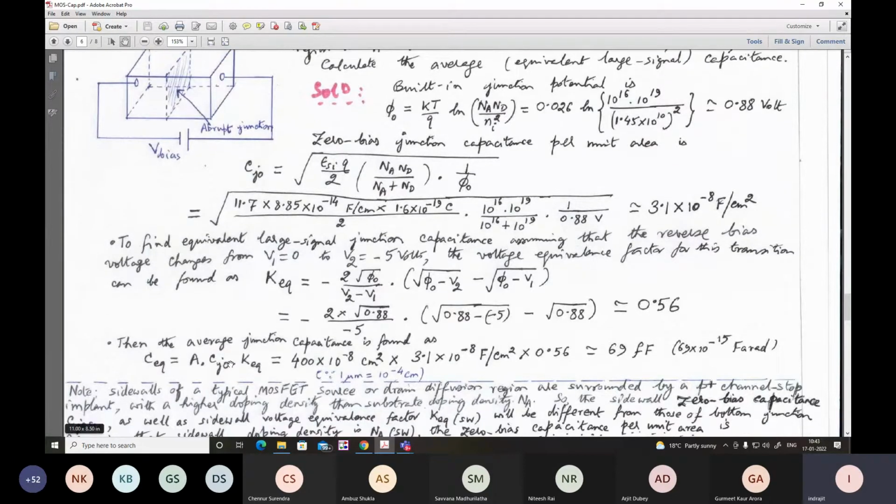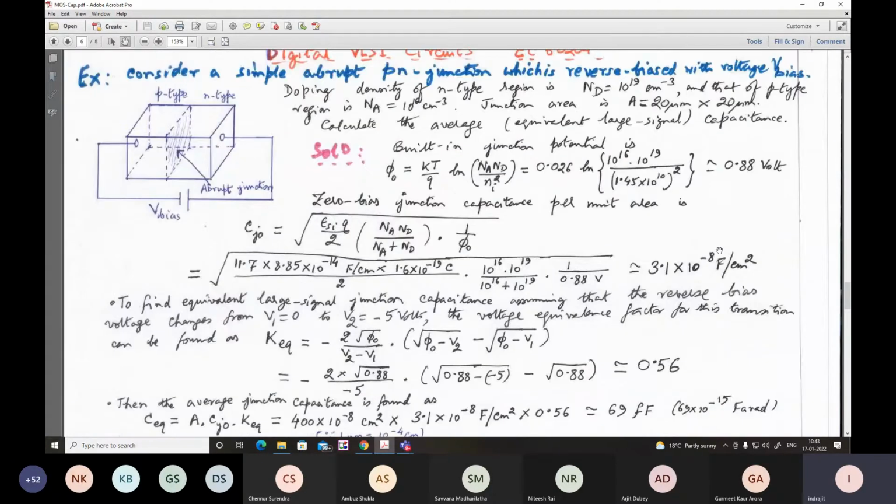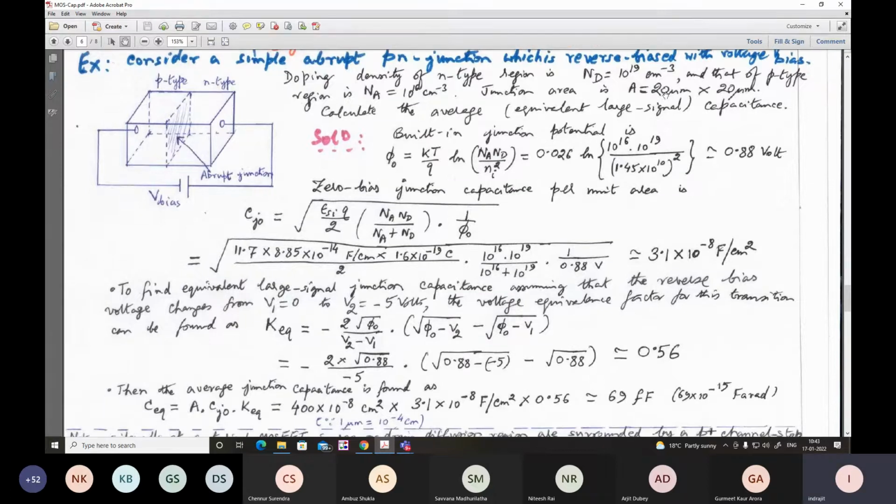Okay, that means A is 400 into 10 to the power minus 8. So this conversion of units you must be adept at, and you must do it carefully. That means here from micrometer you can go to centimeter square. 1 micrometer equals 10 to the power minus 4 centimeter.